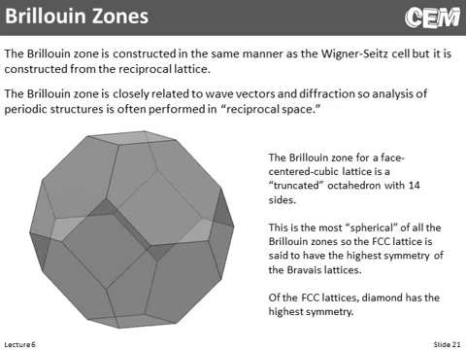Now we have this thing called a Brillouin zone. So we have a direct lattice and a reciprocal lattice. We figured out how to determine the primitive unit cell for the direct lattice. If we do the exact same procedure to determine a primitive unit cell but do it in reciprocal space, we're constructing what will be called the Brillouin zone.